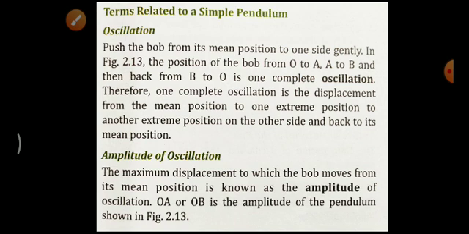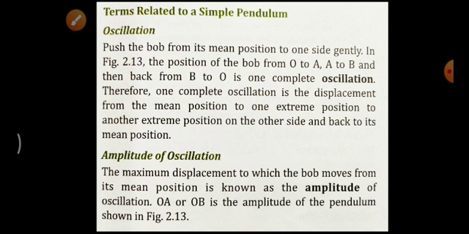So therefore one complete oscillation is the displacement from the mean position to one extreme position, to another extreme position on the other side, and back to its mean position again. So from where the motion starts, it will come back to the mean position, then go to the other extreme position, again come back to the mean position, and that is called a complete oscillation. Okay, I hope all of you have understood that.